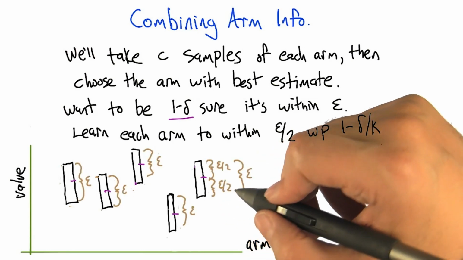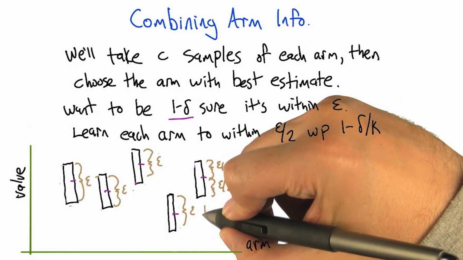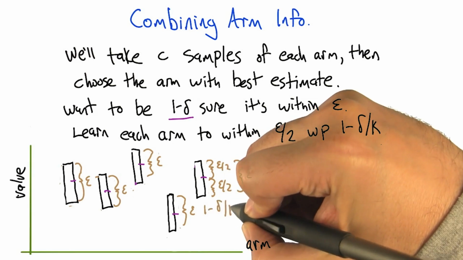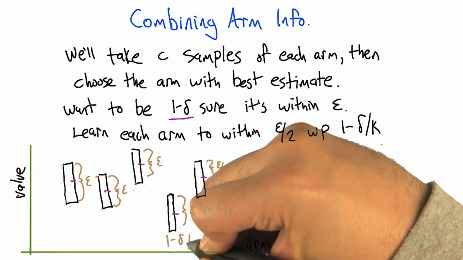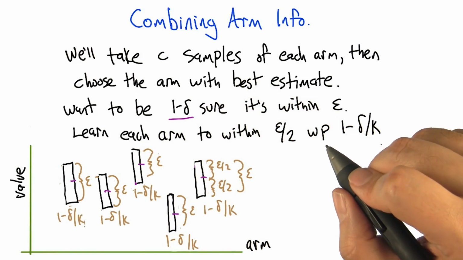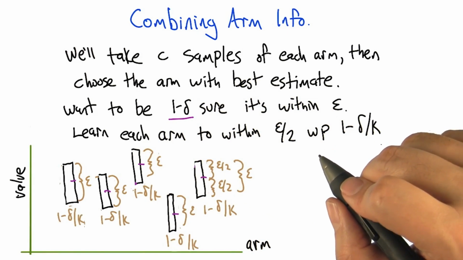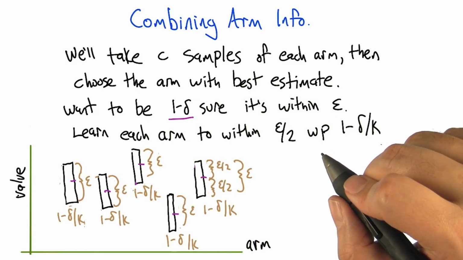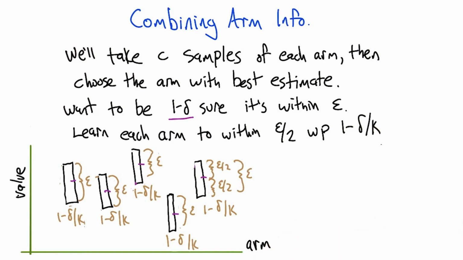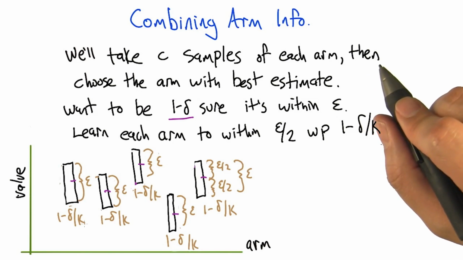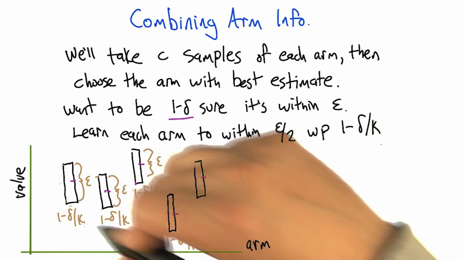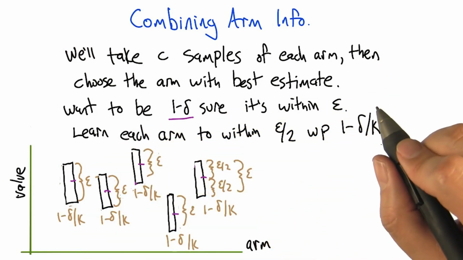And those estimates hold true with some probability. Each one is correct with probability 1 minus delta over k. The first thing we need to do is make sure that all these estimates are correct, because if one of them is wrong, it casts doubt over the entire calculation. So what's the probability that all of these estimates are correct simultaneously?